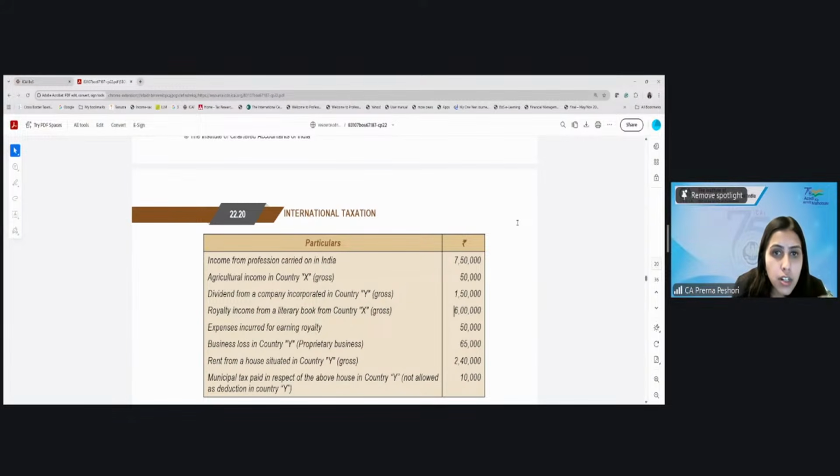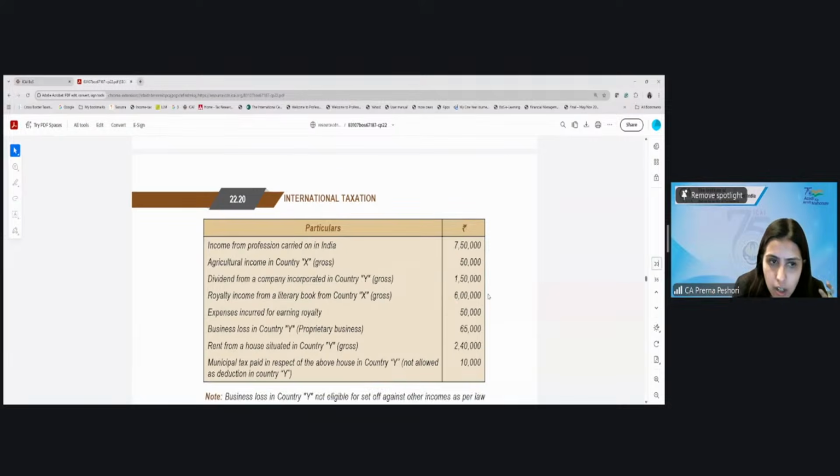Okay. So here we will allow 80QQB, which is after considering the expense deduction. So you will have to first consider the expenses, because here you have royalty income 6 lakh minus 50,000, 5 lakh 50 minus 3 lakh will be the deduction. Yes, Jay, also AMT is applicable if the income is more than 20 lakh. You're right. Business loss in country Y, proprietary business.